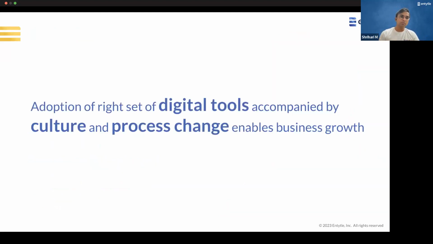So over the next few minutes, I'd like to talk about the various tools that people generally use in industry to enable aftermarket growth, and what Entytle has to offer, because we have been working in this field for almost 9 years now and have become success partners for our customers in achieving their aftermarket growth. In the era of a digital transformation and digitized world, we all know that adoption of the right set of digital tools is very important.